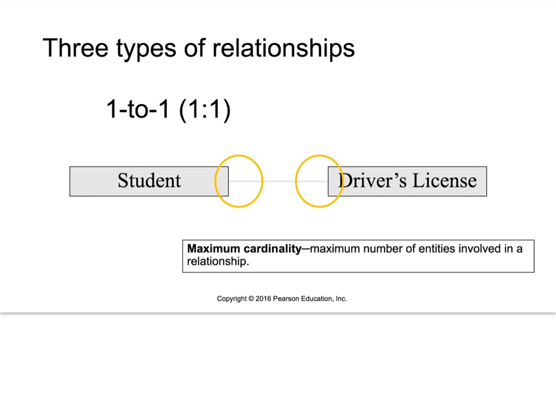The way that a one-to-one relationship between entities is drawn is by drawing a single line between the two entities. Notice in this example, a single line is going into the entity student, and a single line is going into the entity driver's license. These single lines represent a one-to-one relationship.